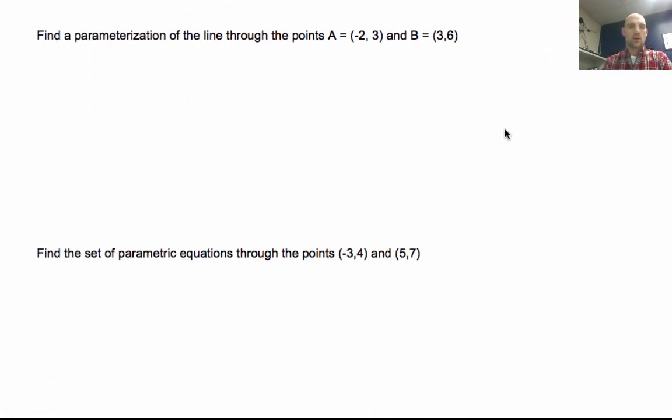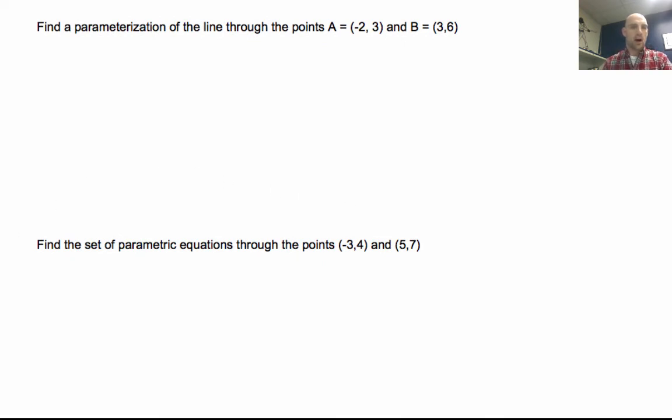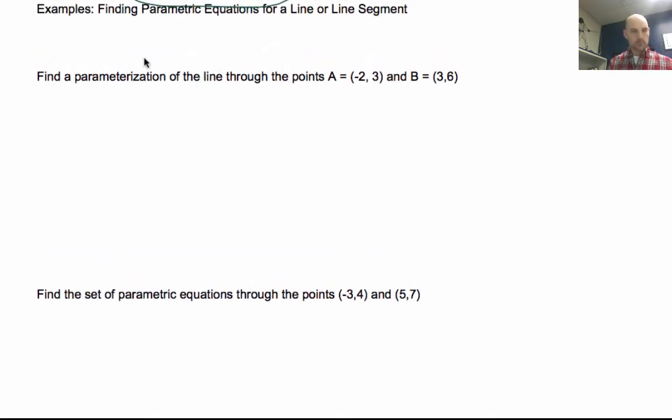Okay? All right, finding a parametrization of a line through the points A, (-2, 3), and B, (3, 6). So here's how it works. Here's the equation. In vector notation, it's going to be equal to this.